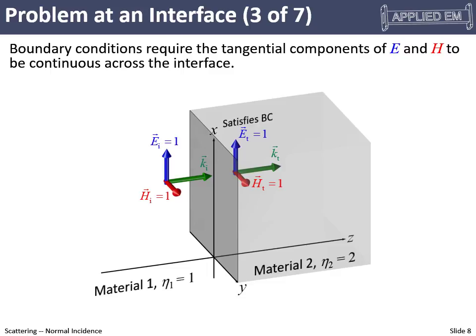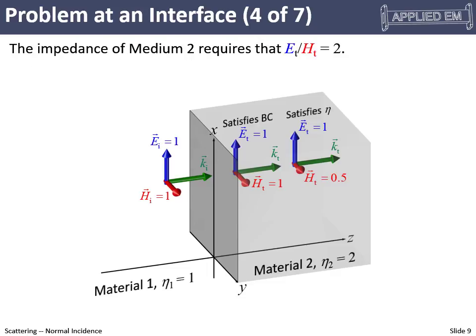However, there's something else that this wave has to satisfy on the transmitted side, and that is the impedance. In the second medium, the impedance is 2. This means the magnetic field amplitude has to be half of the electric field. So if we let the electric field component be 1, that means the magnetic field has to have an amplitude of 0.5. It has to be this to satisfy the impedance condition.